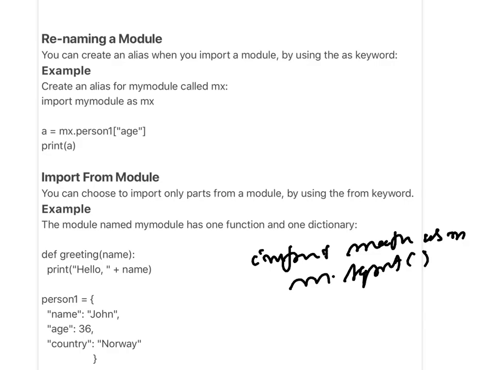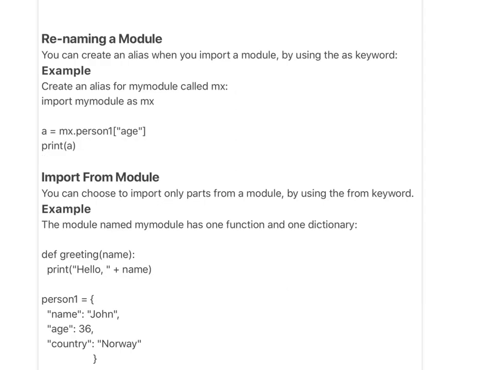So a very simple concept once again. How we have to write: import this one, and then simply mx.person. Instead of writing the complete my module.person, you have to write simply this one. So it will reduce your typing and save your time also. And then print a. So this is once again another concept.